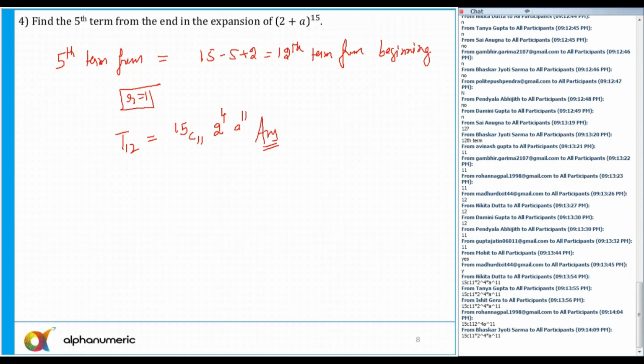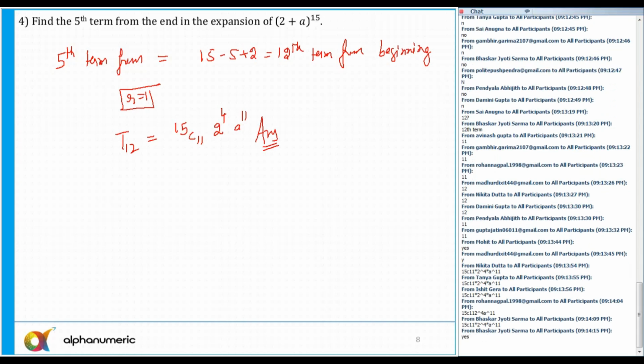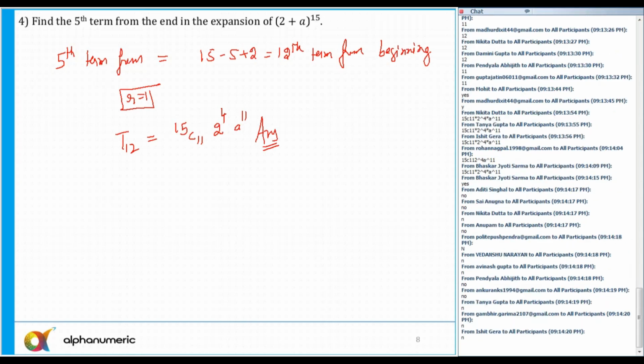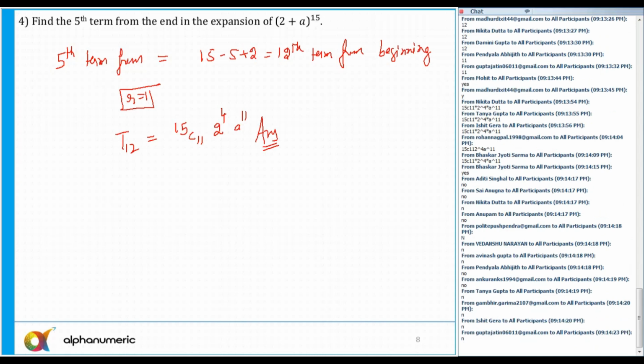So I hope that the funda of finding the general term is clear to all of you. Any doubt? Aditi, Ankur, Anupam, Hitesh, Isit, Madhur, Jatin? No. All right. Let's move to the next slide.